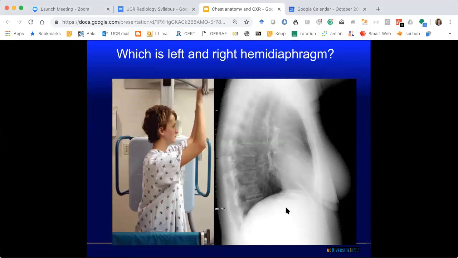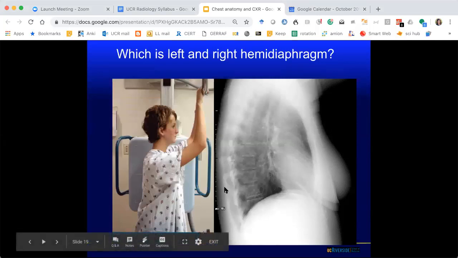So which side is the right and left hemidiaphragm? Which is the right diaphragm? The one that's bigger, the one that extends to the back, or the one that extends to the more inner aspect of the image? Bigger, yeah. The diaphragm on the right will extend out to the pleura. So you see this one, it's the right side. And then the left side is the contralateral side.